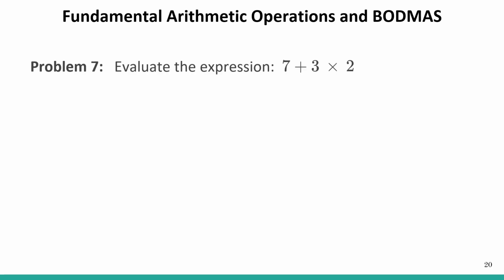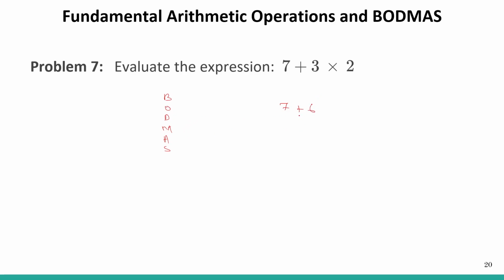Okay, so problem number 7 asks us, what is 7 plus 3 into 2? We'll use the BODMAS rule. The BODMAS rule asks us to search for brackets first. There are none. So we go down to O, that is, we search for powers or exponents. Are there any? No. So let's go down to division. Are there any? No. But there is multiplication, so we have to do it first. So 3 into 2 is equal to 6.